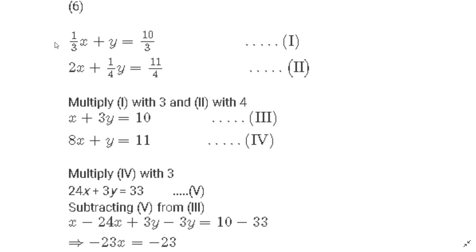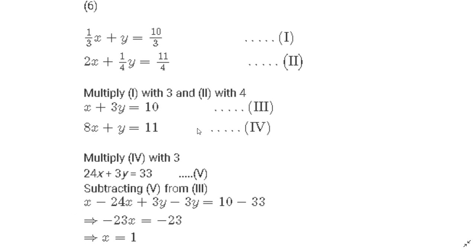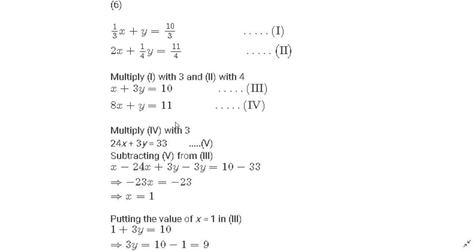So we will multiply equation number 1 with 3, and we have to cancel out this 1 by 4, so we will multiply equation number 2 with 4. After multiplying, what we get is x, which is 1 by 3 into 3, 1. So the coefficient of x is 1 now. Then multiplying y with 3, 3y. Multiplying the constant with 3, 10 by 3, the 3 will be cancelled. Then equation number 2, we are multiplying it by 4. So 2x into 4 is 8x, plus 1 by 4 into 4, 1, so only y is equal to 11 by 4 into 4, the 4 will get cancelled, and 11 is the answer.